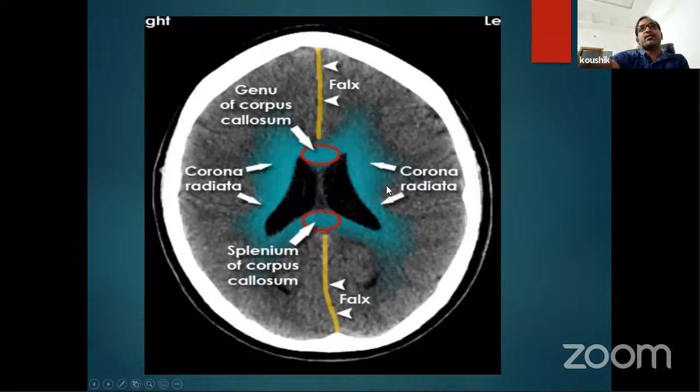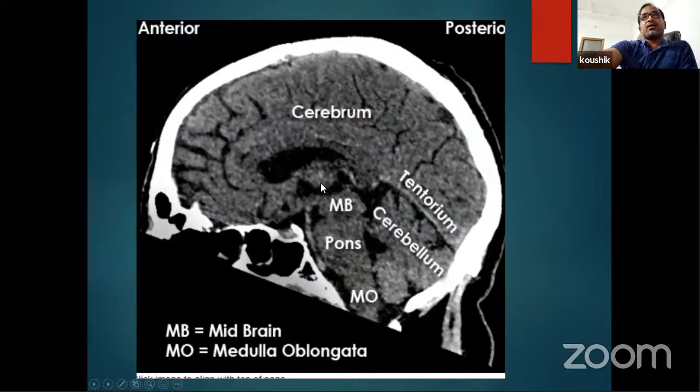Next, this is the corona radiata, which is the continuation of the internal capsule and external capsule. If we see the mid-sagittal section of the brain, we find this is the tentorium, cerebellum, this is the cerebrum, midbrain, pons, and medulla oblongata.